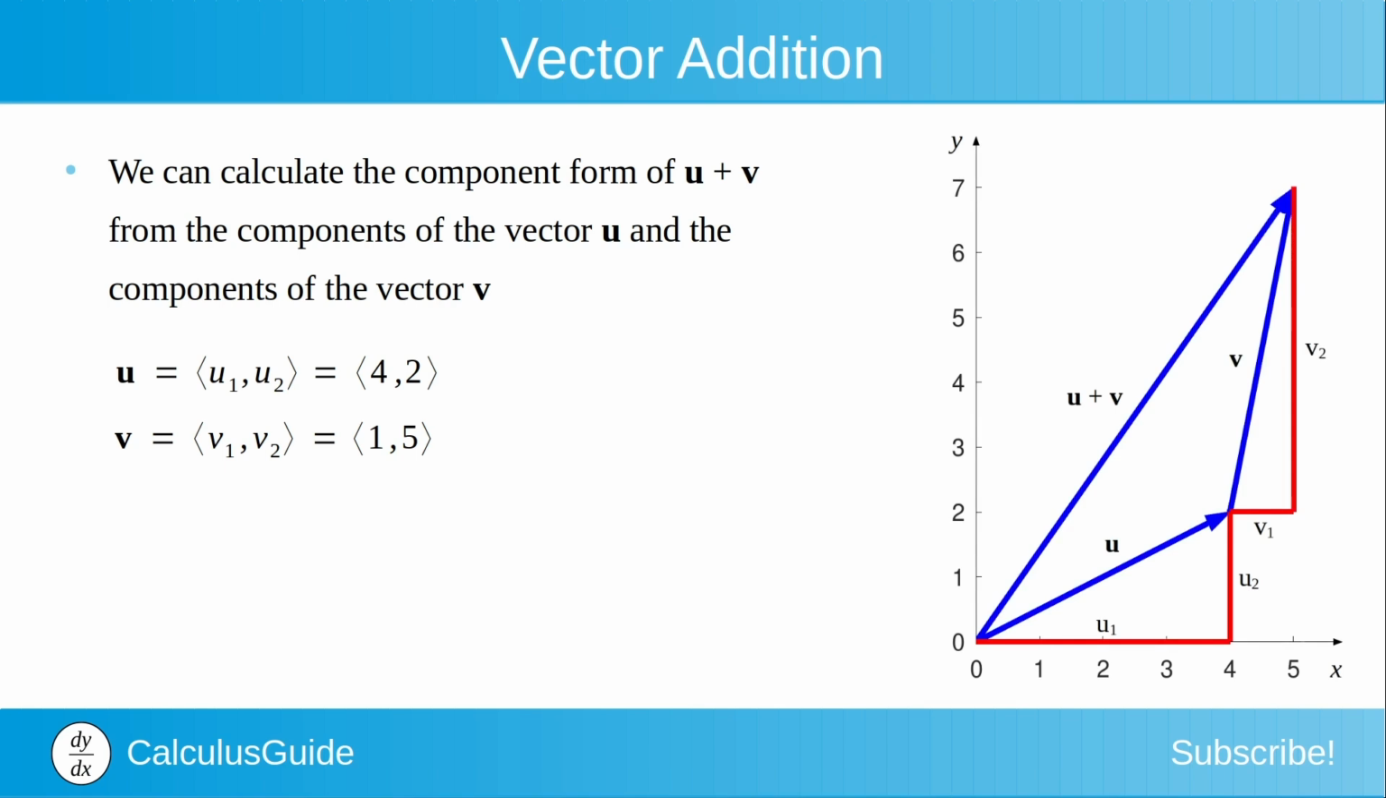We add the vectors u and v by adding the components of the vector u to the components of the vector v. u plus v is equal to u1, u2 plus v1, v2, which is calculated as u1 plus v1, u2 plus v2.